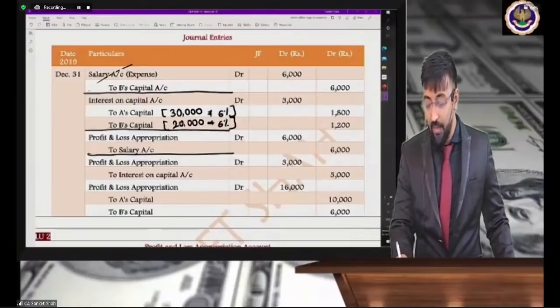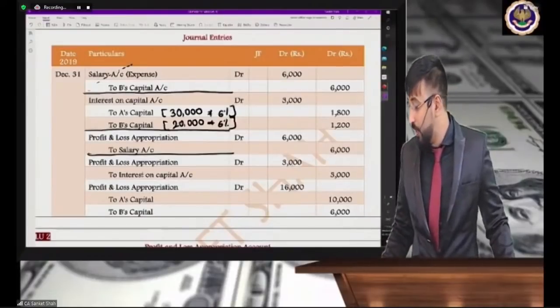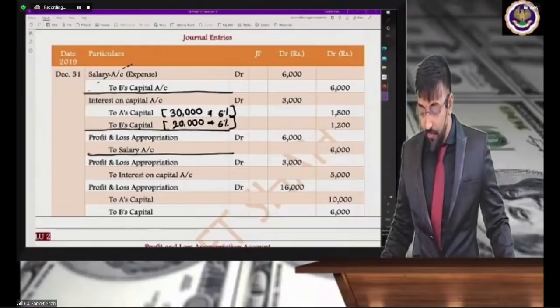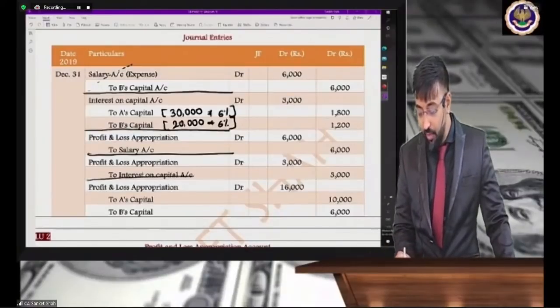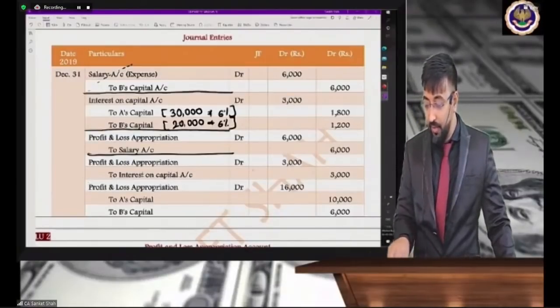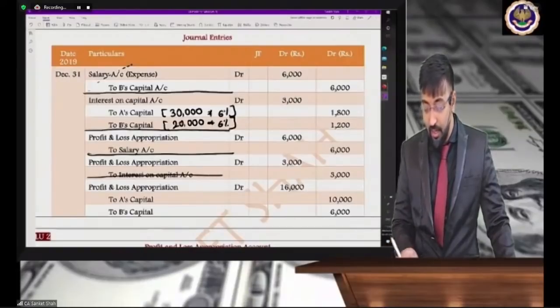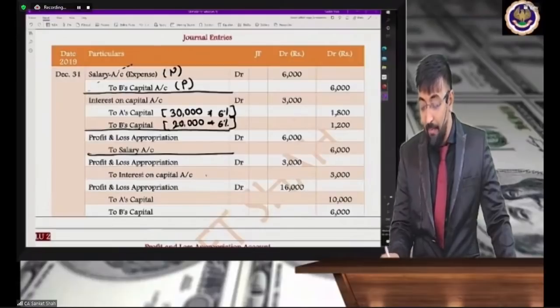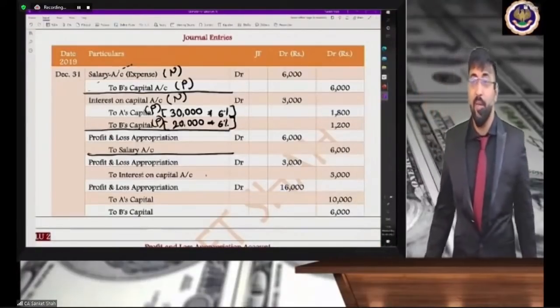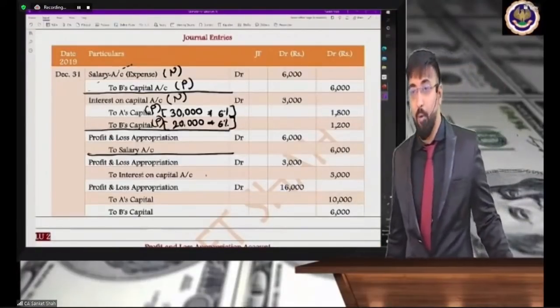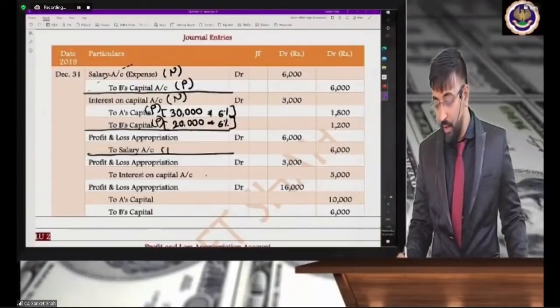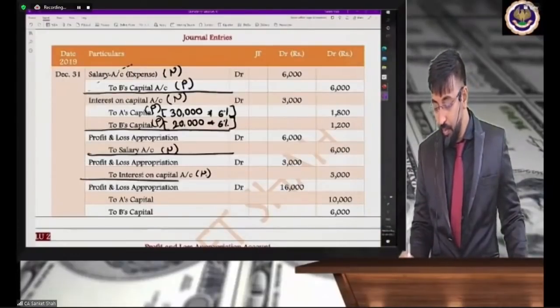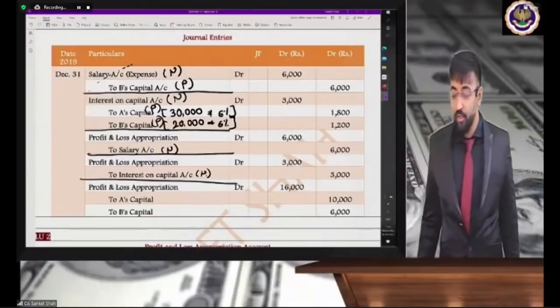Okay, so ultimately ICAI has done the entry only P&L appropriation account debit to partners capital account, and P&L appropriation account debit to interest on capital. So finally 3,000 is transferred to P&L appropriation. Remember, salary is a nominal account. B's current account, capital account is a personal account. Interest on capital is a nominal account and A's capital and B's capital is a personal account. So personal account is not going to transfer to P&L appropriation. So P&L appropriation nominal account will get transferred. And P&L appropriation account debit to interest on capital is the last entry.